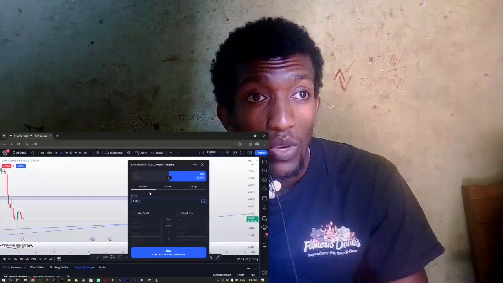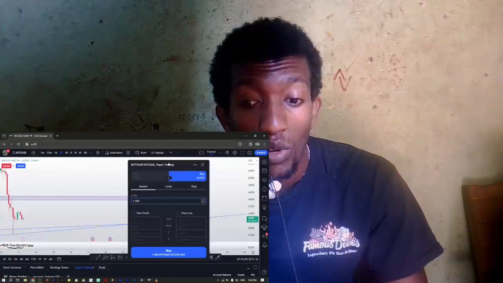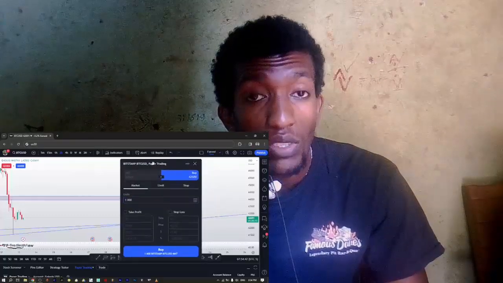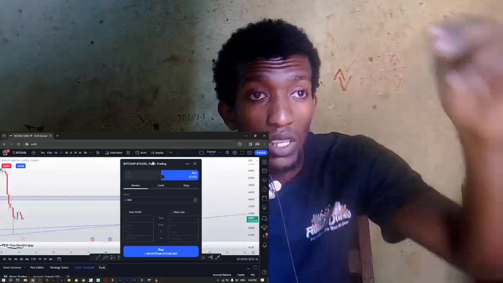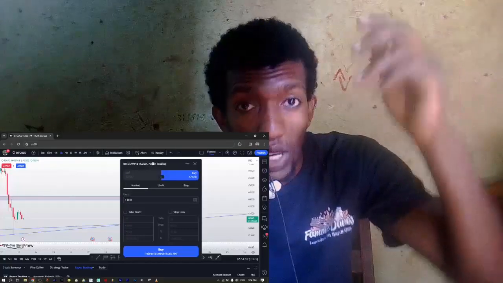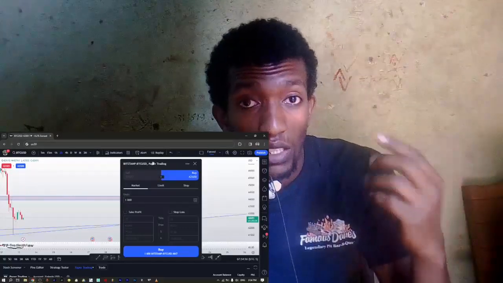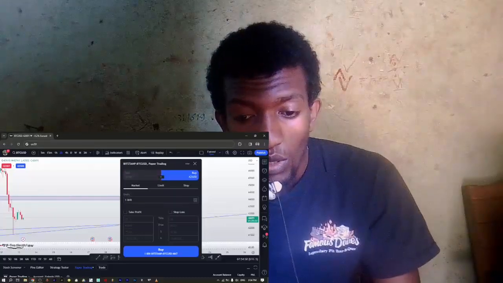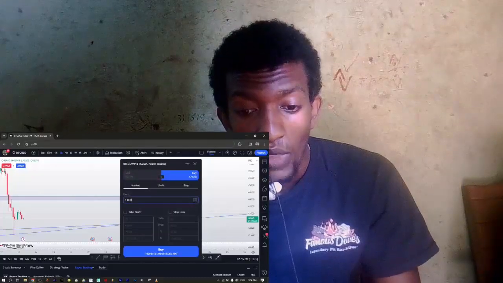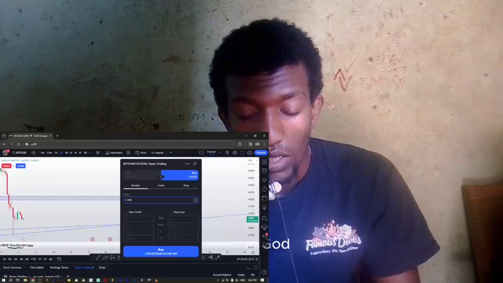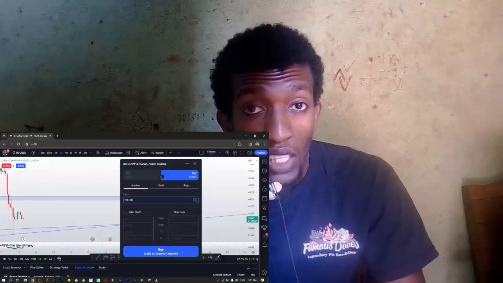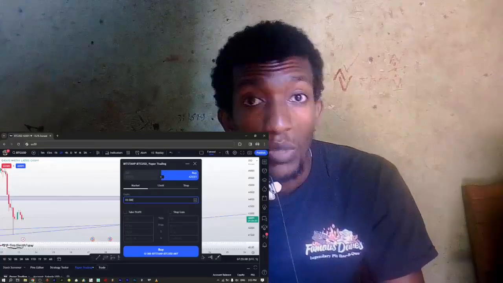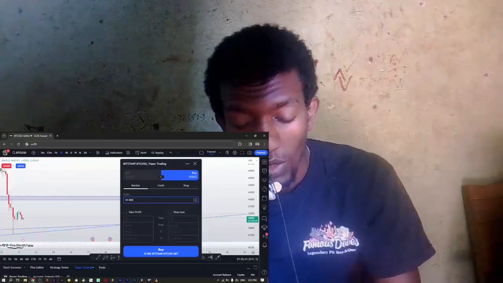$0.01 will be added or subtracted from your account if the market is against you, right? So this is the smallest amount, 1000. If I want the medium amount, I will add 10,000. 10,000 means it is the mini lot. It is called mini lot.